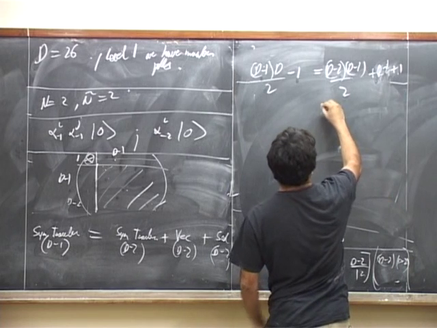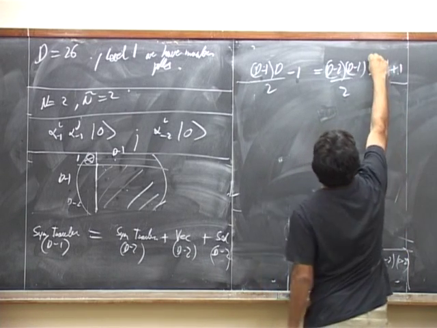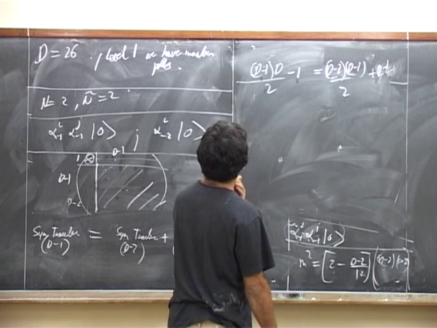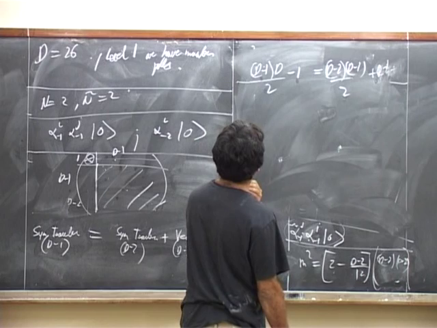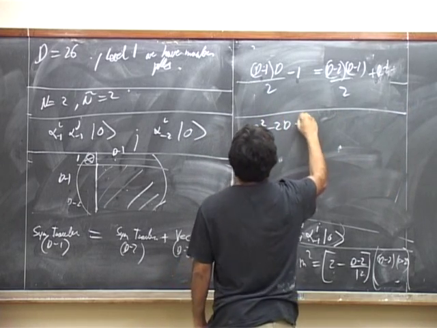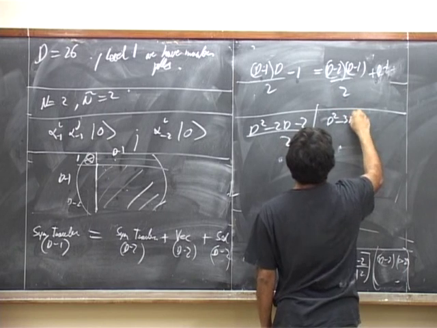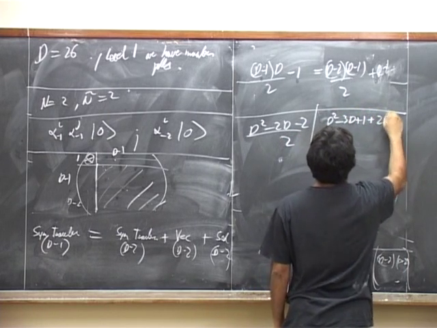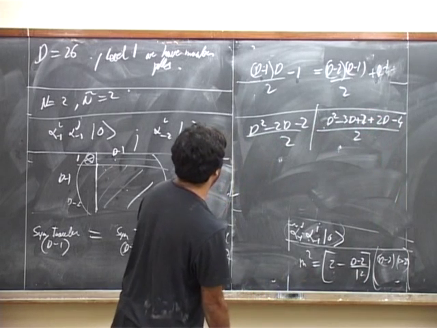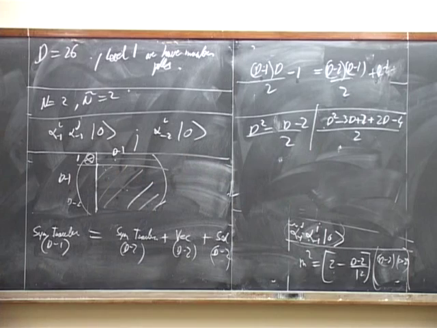Let's just check this. Since we start getting one, there's also a minus one here. Let's just verify this. What is this? This is d squared minus 2d minus 2 over 2. And what is this? This is d squared minus 3d plus 1 plus 2d minus 4. Oh, this is plus 2, so over 2. This is d squared minus d. So it's great.